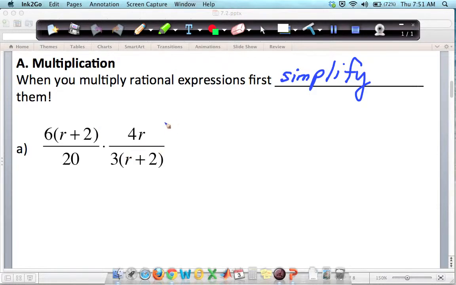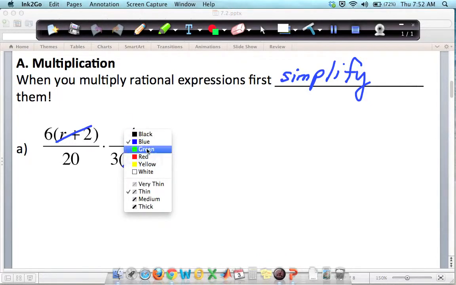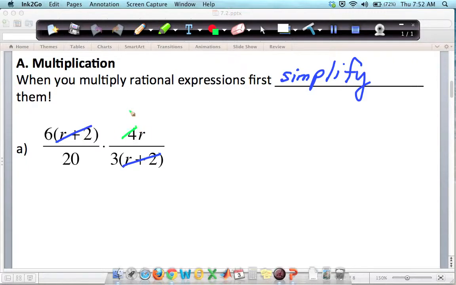So if we look at A, this has already been factored. There's nothing that can be simplified in either of these fractions. So I look for any common terms or factors that I can simplify. And the first thing I see is this r plus 2 can be canceled with this r plus 2. And then looking, I also see that the 4 and the 20 can be simplified. I'm going to divide both by 4. So 4 divided by 4 is 1. 20 divided by 4 is 5.